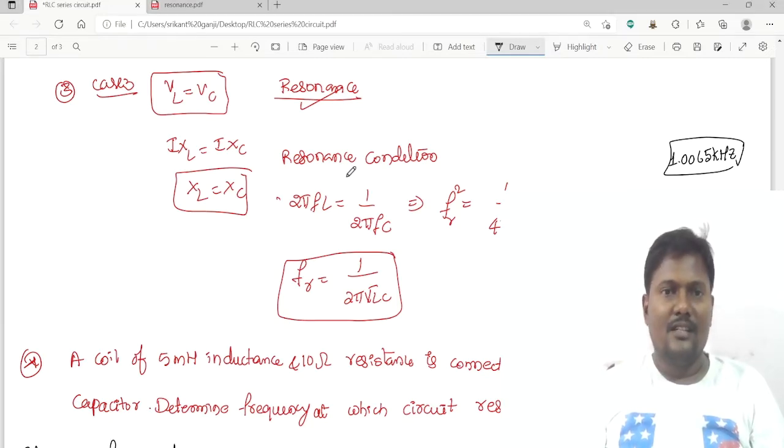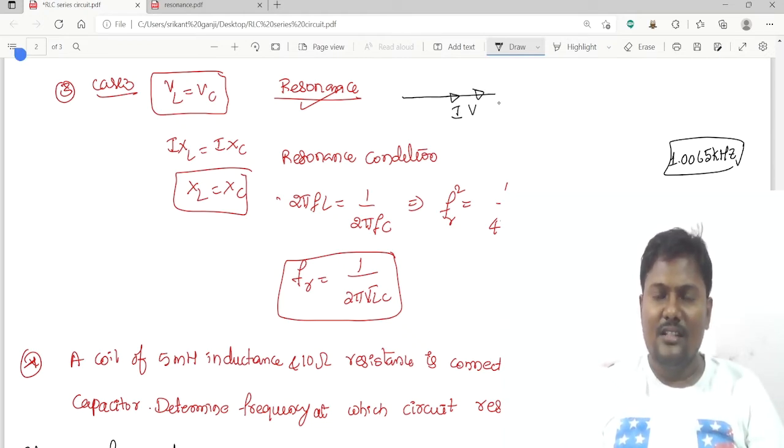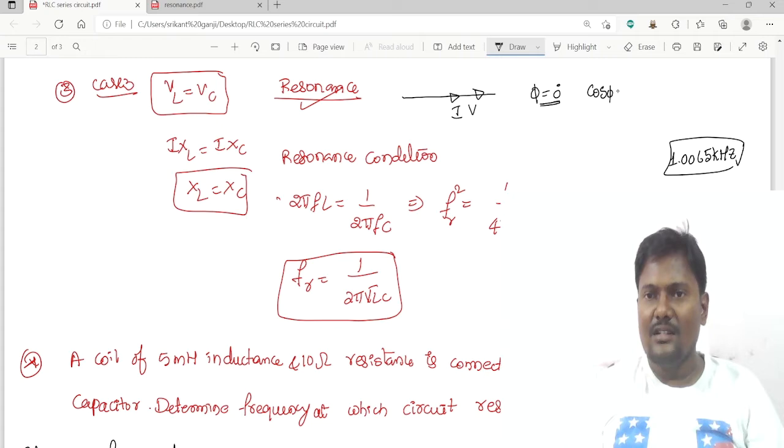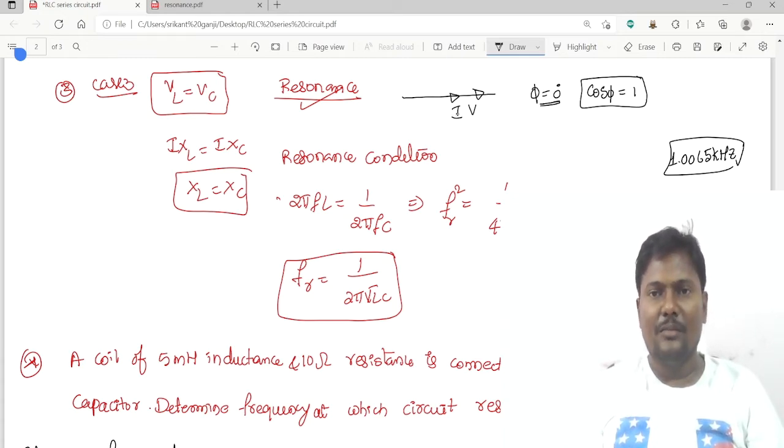Resonance is a phenomenon in which, in a circuit, the voltage and current are in the same phase, and the angle between the voltage and current is 0 degrees. The power factor of the network should be equal to 1. Resonance is a phenomenon in which the voltage and current are in the same phase for a particular circuit.